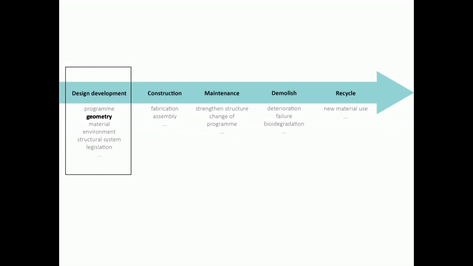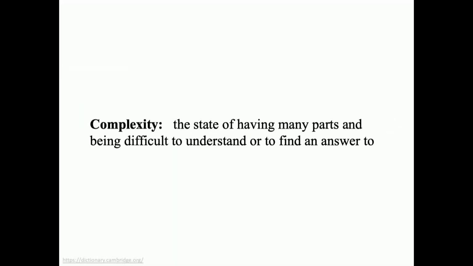Because there is a relationship between the geometry and the fabrication. Because we know that some forms are easy to be built, and they can stand for a long time, while others are harder, right? So what defines how complex a geometry is? Well, complexity can be defined as having many parts that we cannot describe or understand or find an answer to. So this is what we are trying to avoid in construction. We're trying to have control of whatever it is we're building.